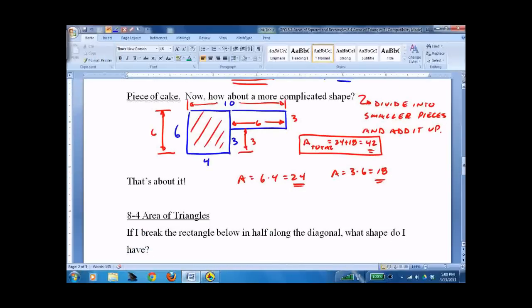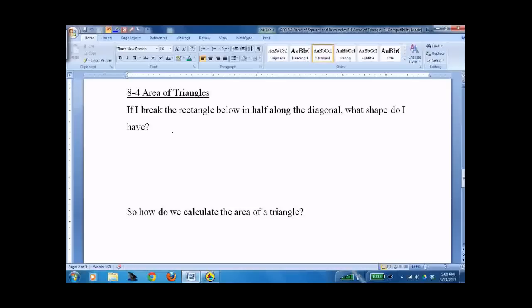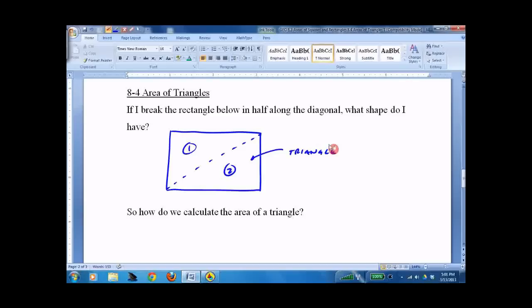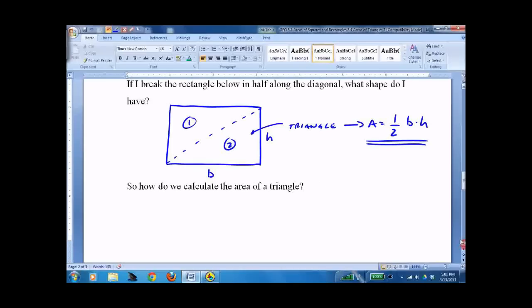So that's one lesson. Now we get to triangles. Well, second lesson. So we take a rectangle. We know the area of a rectangle is just base times height. And we cut it in half across the diagonal. Well, that makes two equal pieces, and it creates a triangle. So if we have two equal pieces, and one of them is a triangle, we can say that this is the base and that's the height. The area of a triangle is just like a rectangle, except we cut it in half. So one half base times height. And that's it.